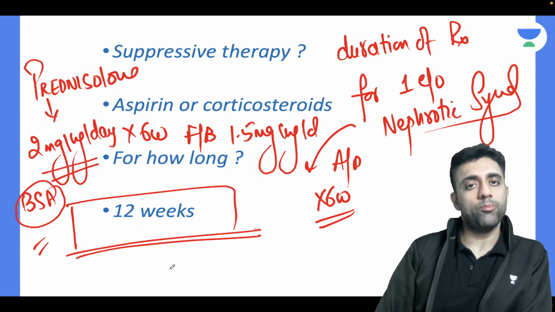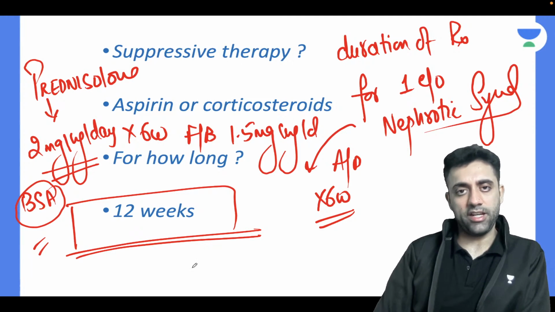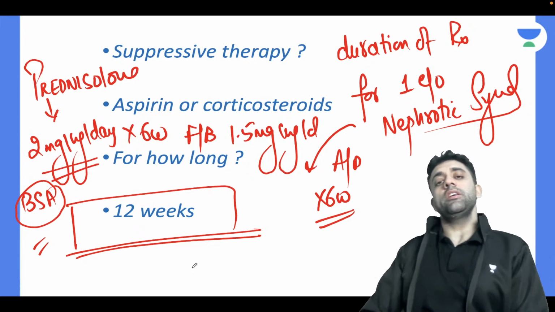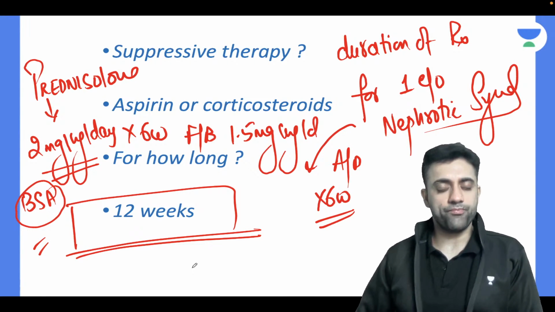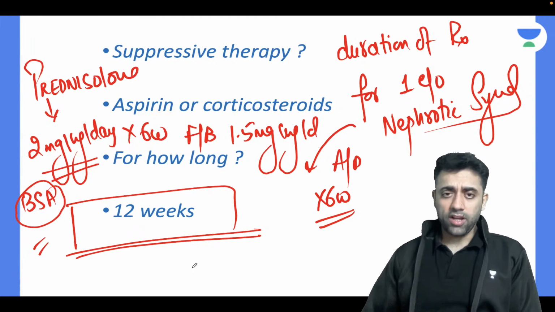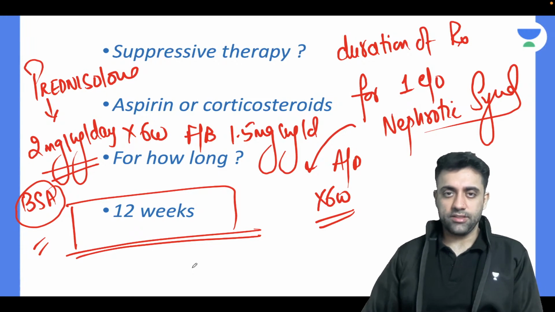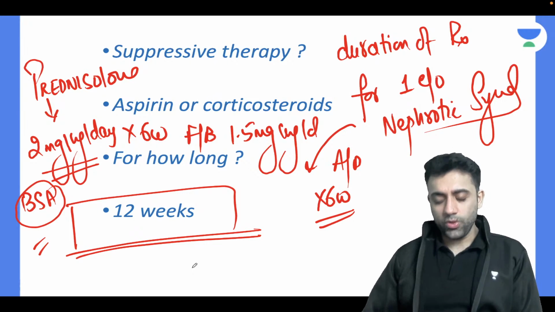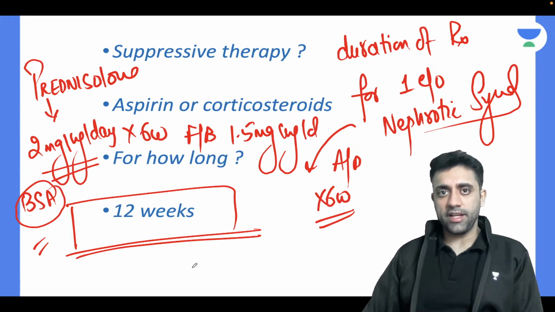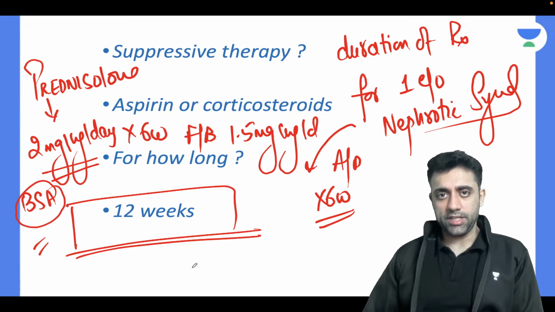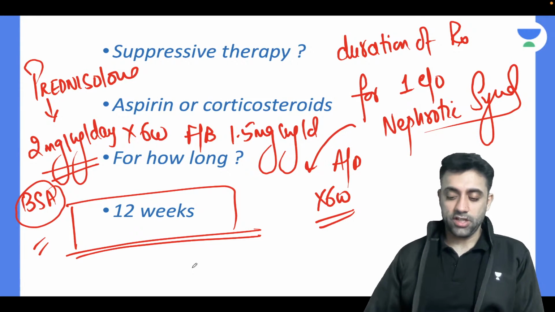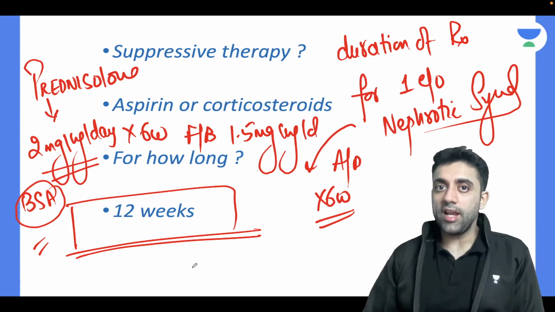What is BSA? Body surface area, in milligram per meter square. I'll repeat again. What is the drug of choice in nephrotic syndrome? Prednisolone. For how long to give? 12 weeks. How should you give? Sir, 2 mg per kg per day for 6 weeks, followed by 1.5 mg per kg per day for the next 6 weeks. Total treatment is for 12 weeks.